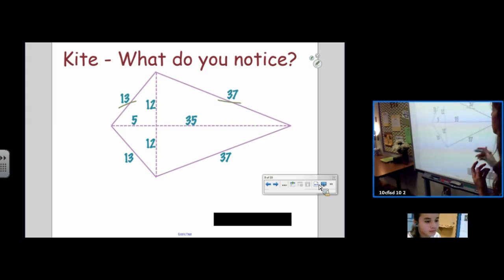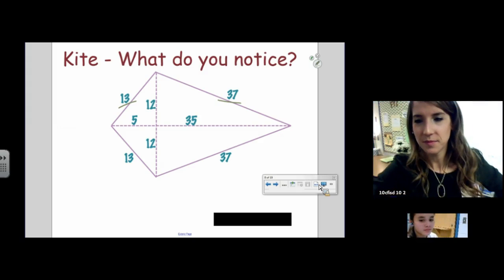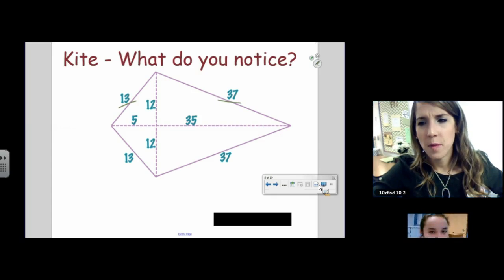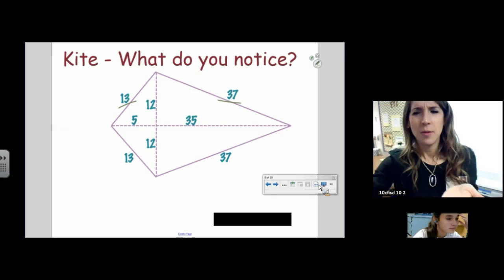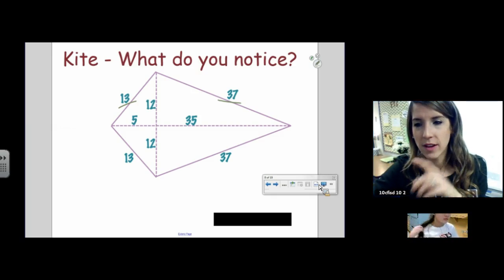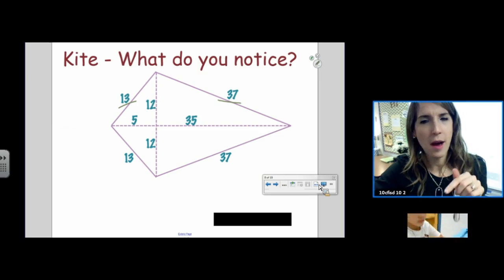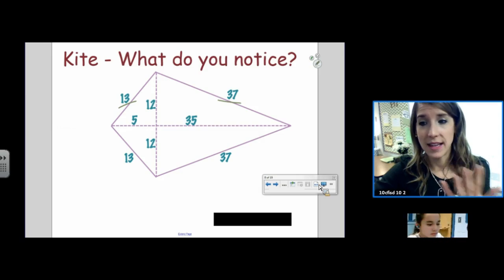All right, what about those dotted lines? What about those diagonals? Are they bisecting each other? Because in a parallelogram, they bisect each other. Well, they can't bisect each other or else it would be a parallelogram. But look at that. 12 and 12. That wasn't a coincidence. So one of the diagonals bisects the other.